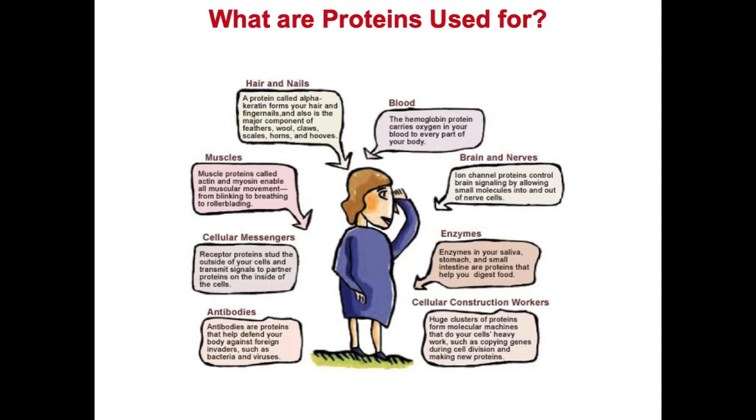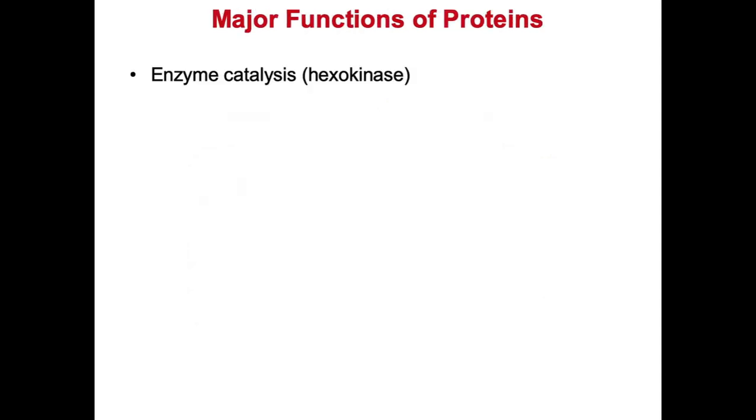Antibodies are proteins, and these are made of amino acids, and these can help your body fight infections such as bacteria and viruses. Muscles, everyone knows muscles contain protein, and it's the interaction of actin and myosin which enable you to move. And here are some examples that we'll probably come across in the rest of the course. An important enzyme in the body is called hexokinase, and this is involved in the metabolism of glucose, which you'll learn about later in the course.